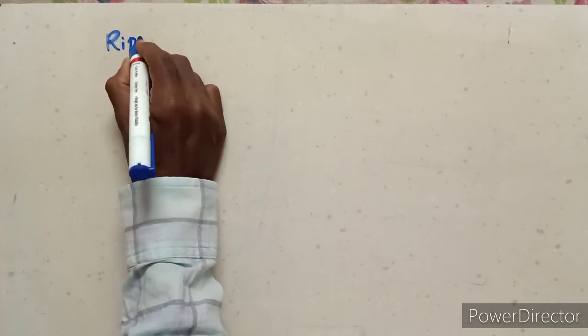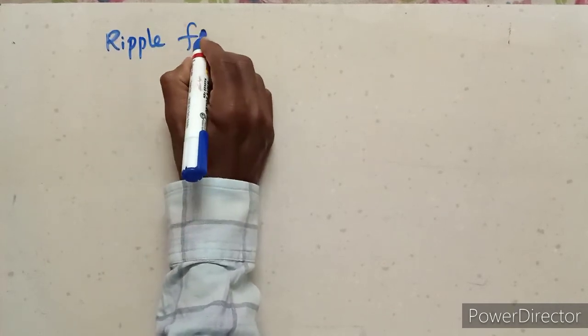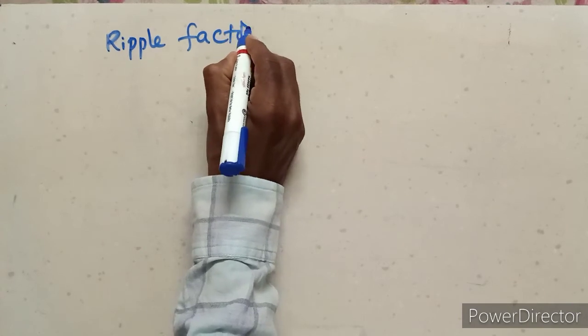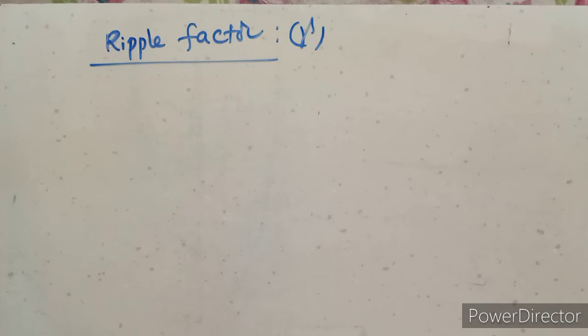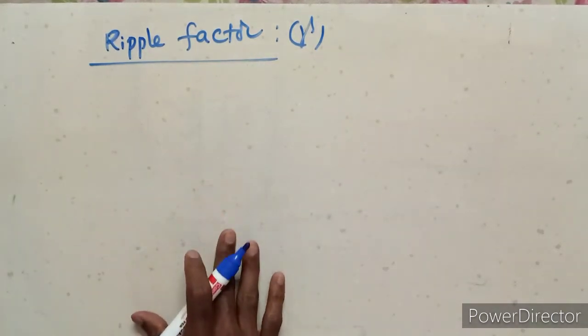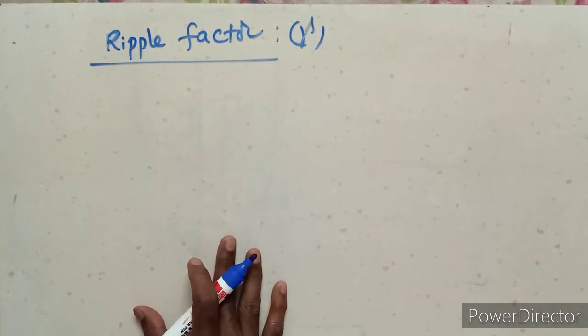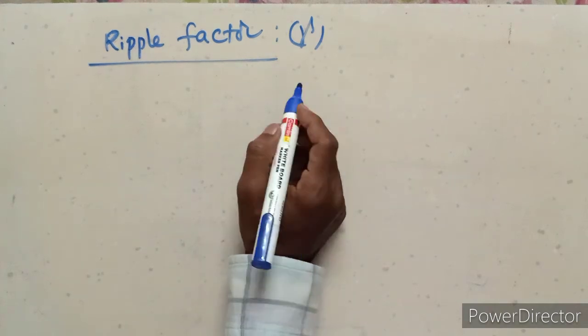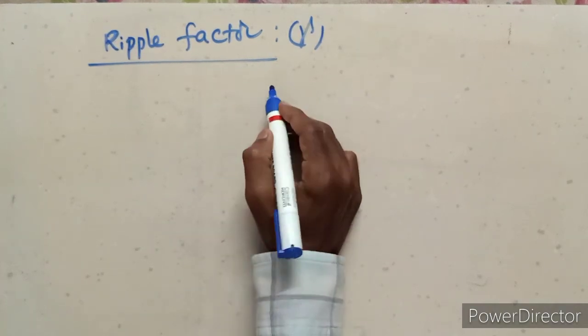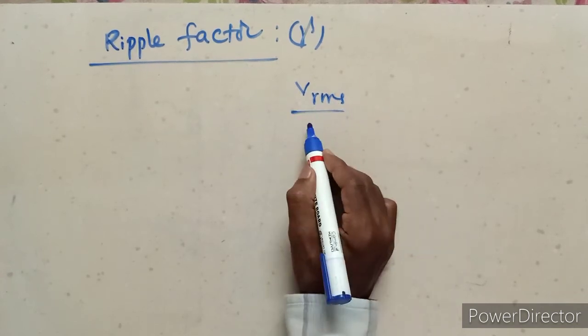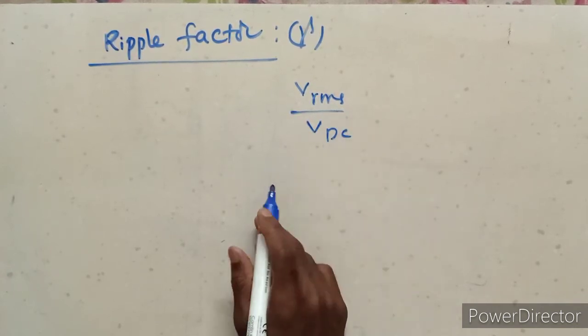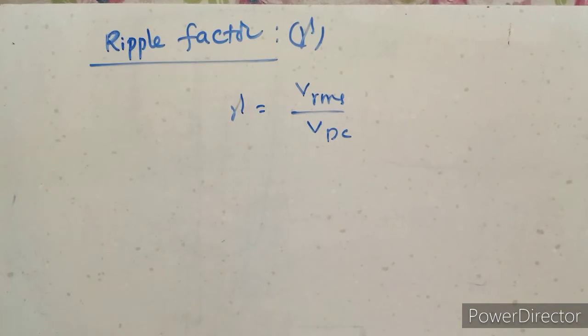Our next parameter is the ripple factor. The ripple factor, denoted by gamma, is defined as the ratio of the RMS value of the AC voltage to the DC voltage.